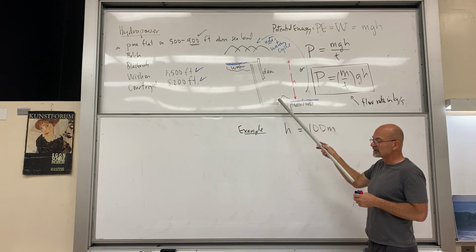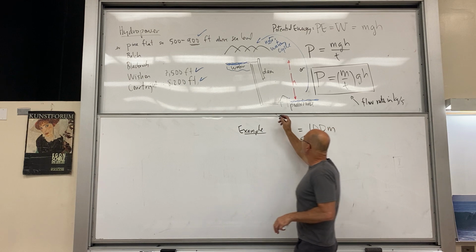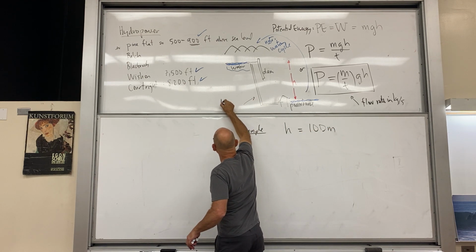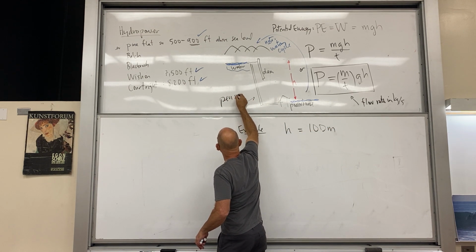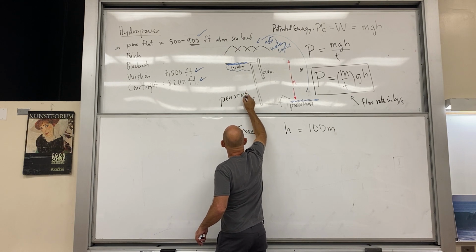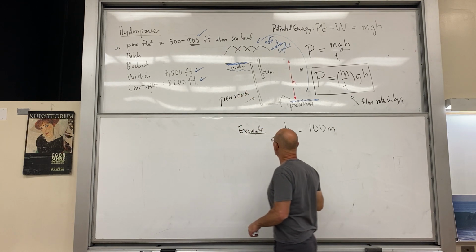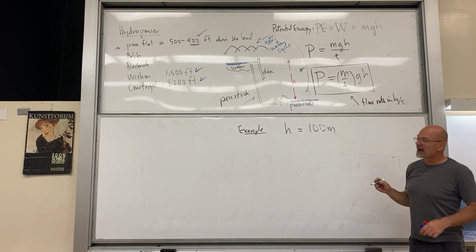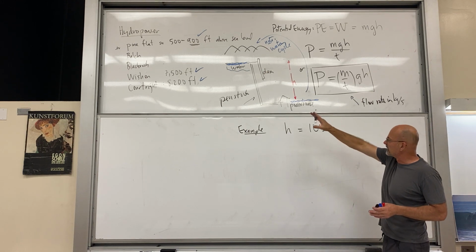pipes way down the hill. Oh, that's something I forgot to mention. It's called a penstock. You can look that up as well. A penstock is what that pipe or tunnel is called that takes the water down to the powerhouse.